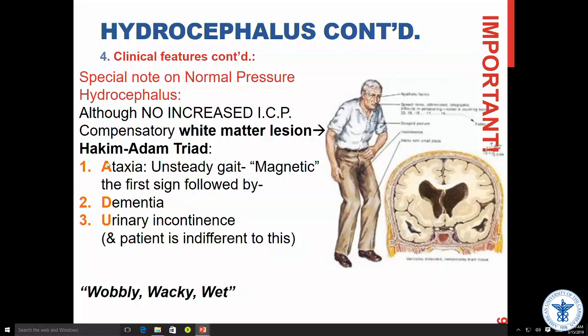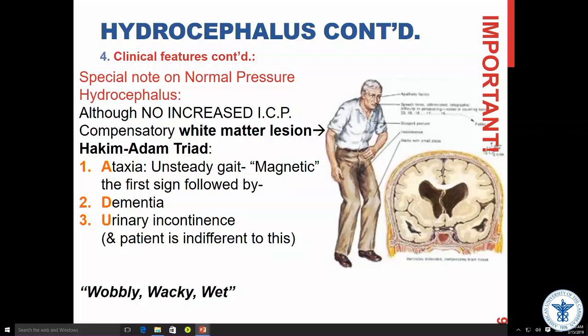But that's not the only thing. You don't diagnose just based on that. They have dementia. White matter atrophy, and there's dementia. They also have urinary incontinence. That's what is shown in this cartoon here. The gentleman has urinary incontinence, and because of dementia, they are indifferent to that, and therefore they're called wobbly, wacky, and wet. Ataxia, that is wobbly, they're wacky, indifferent and they have dementia, and they're wet, with incontinence. Please remember, whenever you are talking about hydrocephalus with this triad, you're talking about normal pressure hydrocephalus. Ataxia, dementia, and urinary incontinence.